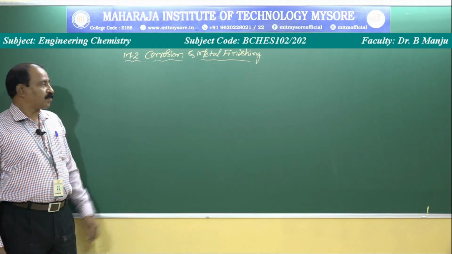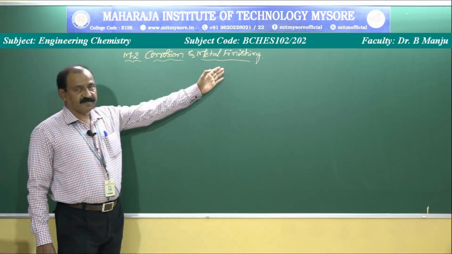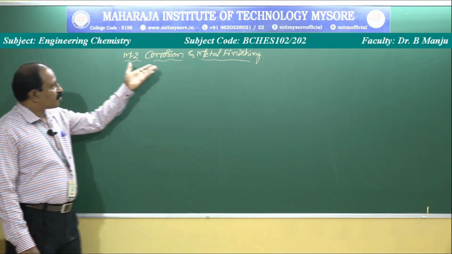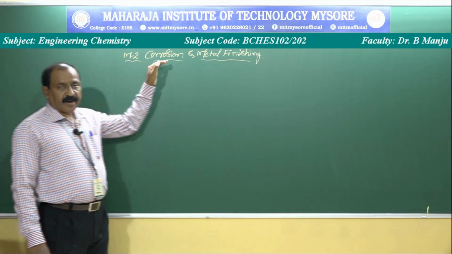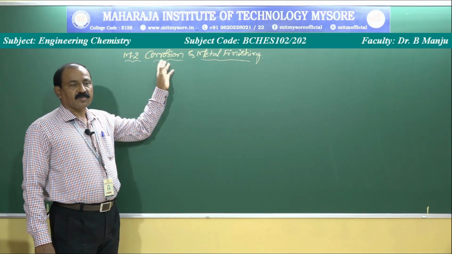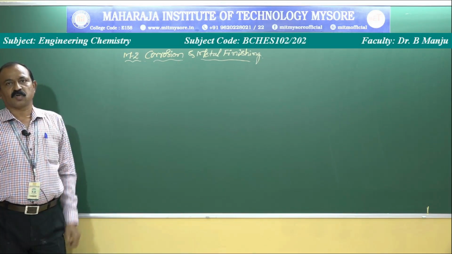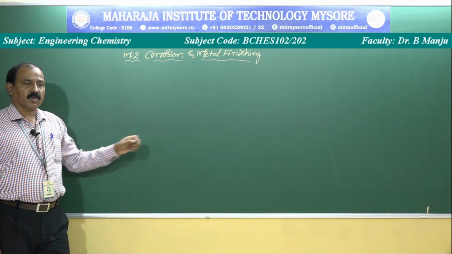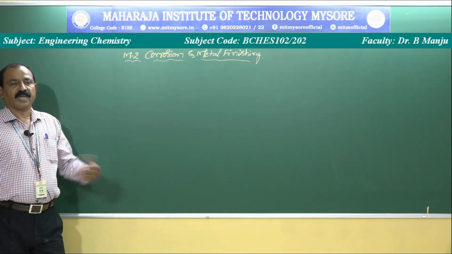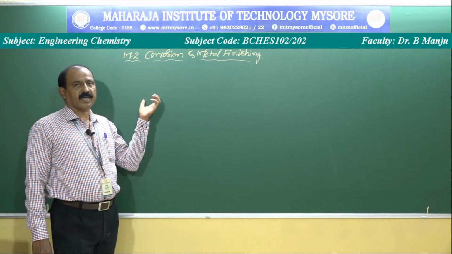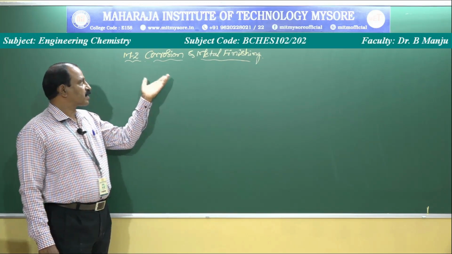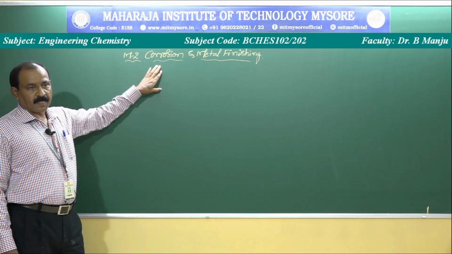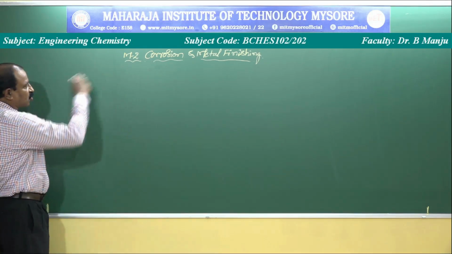Today I am going to discuss the corrosion science and metal finishing chapter. First, we have to understand what is meant by corrosion, how it takes place, what the causes of corrosion are, how you can control the rate of corrosion, and what the variable factors are that increase or decrease the rate of corrosion. We are going to discuss these in detail in this chapter. Now first I go for corrosion.